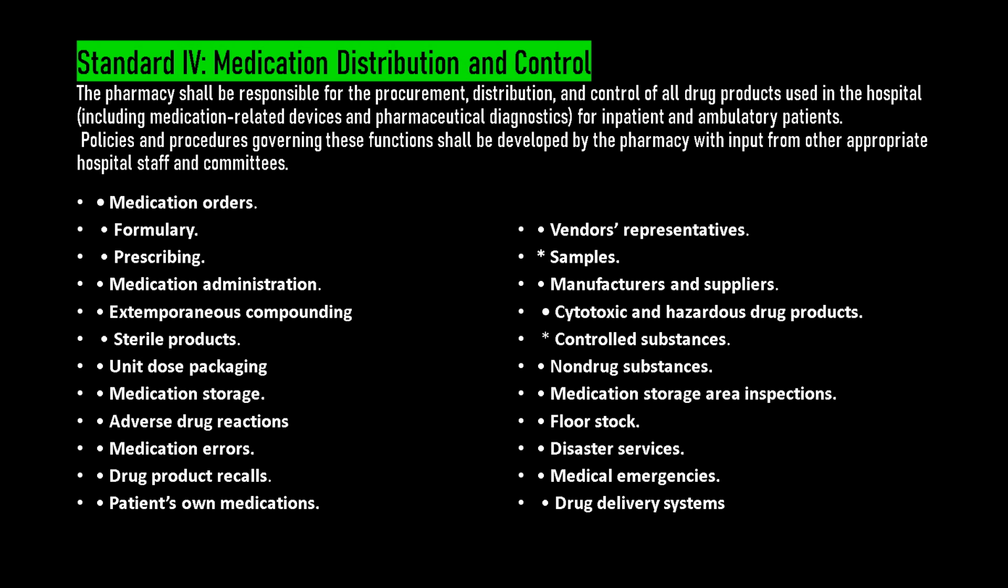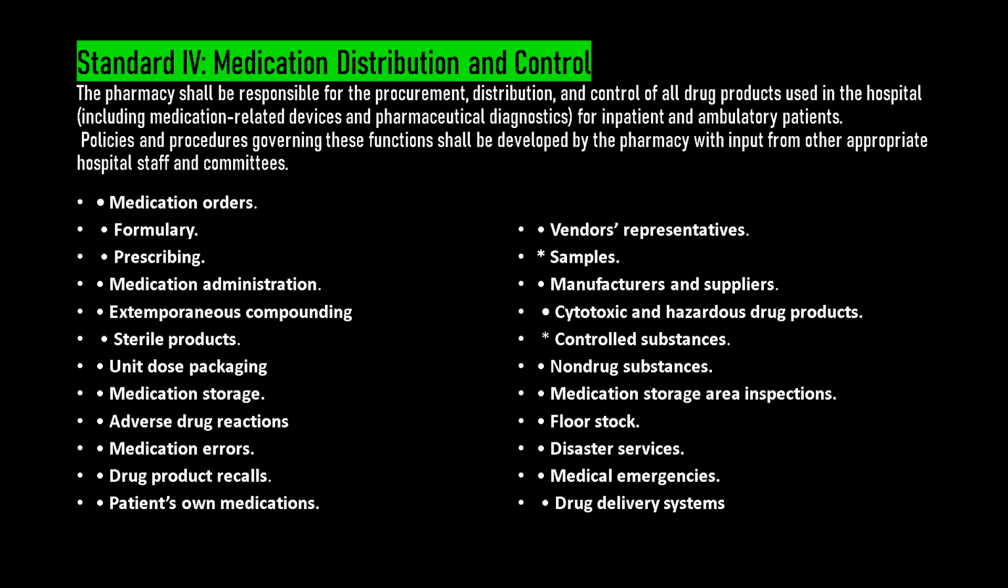Standard number 4, there is medication distribution and control. Medication distribution, we can say distribution of medication to the patients or to the hospital inpatient, direct and indirect to the patient, and also control. So the pharmacy shall be responsible for the procurement, distribution and control of all drug products used in the hospital, including the medication related devices and pharmaceutical diagnostics, and for inpatient and ambulatory patients also.